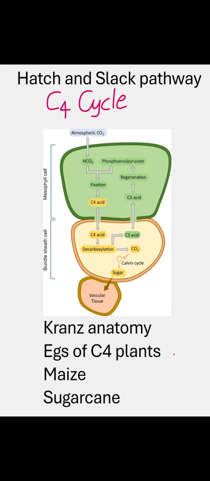Because of the very high concentration of carbon dioxide, the efficiency of carbon dioxide fixation by Rubisco is enhanced, and hence the production. So by this Hatch and Slack pathway, the C4 cycle, the production of biomass by photosynthesis would be on the higher side compared to that of C3 plants. Examples of C4 plants having such a peculiar anatomy, which is called Kranz anatomy, are seen in maize and sugarcane. So the examples are important from the NEET point of view.